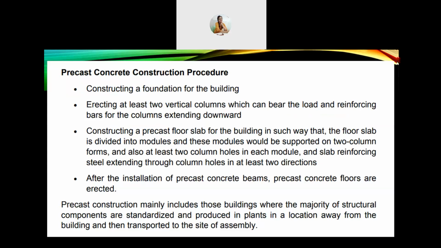Next topic is precast concrete construction procedure. There are four processes involved in precast concrete construction. The first one is constructing a foundation for the building. Number two, erecting at least two vertical columns which can bear the load, with reinforcing bars for the columns extending downwards. Number three, constructing a precast floor slab for the building in such a way that the floor slab is divided into modules, and these modules would be supported on two column forms, with at least two column holes in each module and slab reinforcing steel extending through column holes in at least two directions.